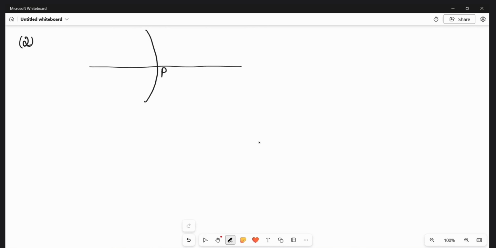So pole, focus, and this will be the center of curvature. Pole, focus, and the center of curvature. Now we will keep the object a little bit nearer to the mirror. That is beyond C. It will be beyond C, but not very far. It is not like infinity, but it is beyond C. We will try to keep the object.